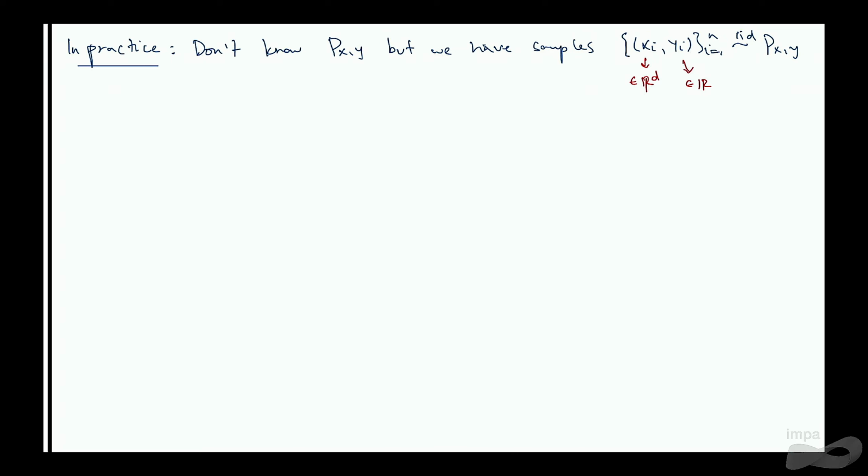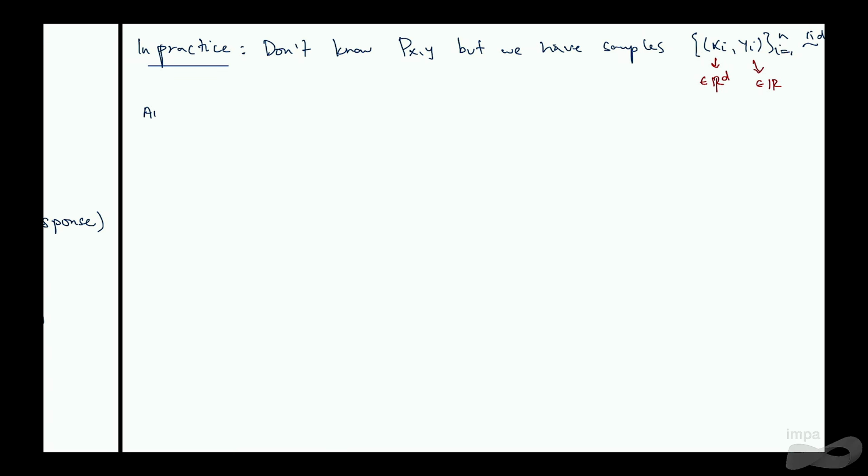So our aim is to find an f hat to minimize the mean square error, which is the following. If we average over a new input, we want f hat to be as close as possible to the real regression function.